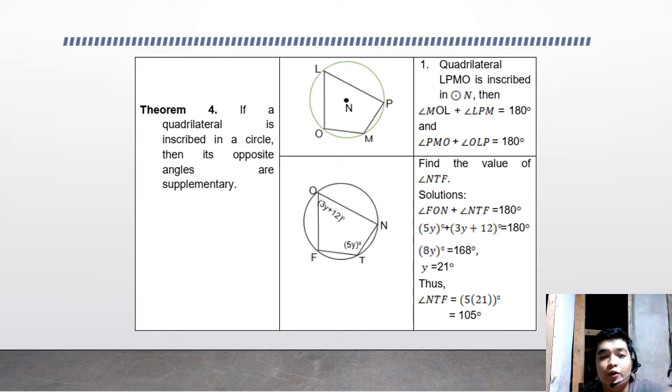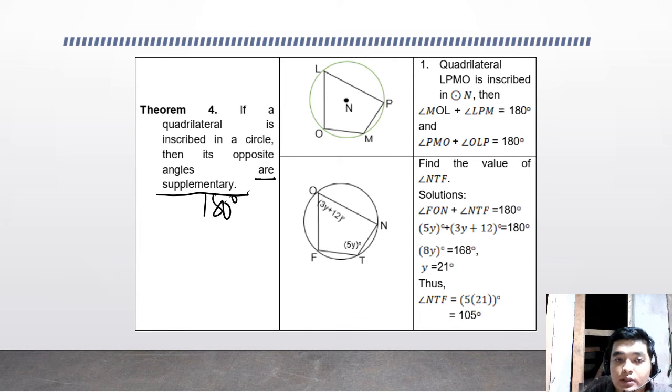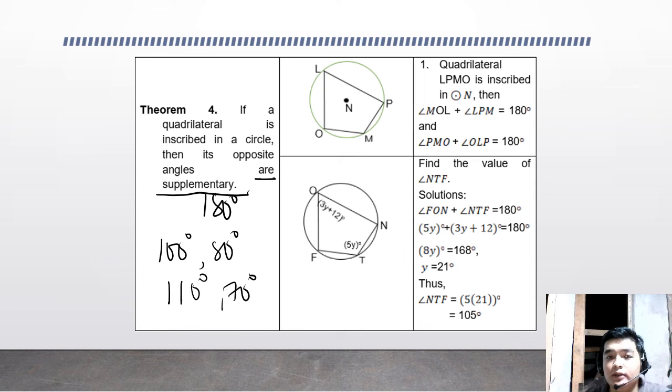Okay, we have theorem 4: if a quadrilateral is inscribed in a circle, then its opposite angles are supplementary. What do you mean by supplementary? Supplementary angles are two angles that, when you add them, the result is 180 degrees. Examples are 100 degrees and 80 degrees, because 100 plus 80 is 180. We also have 110 and 70. There are a lot of supplementary angles.